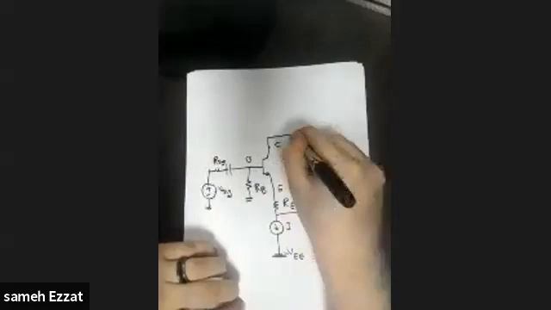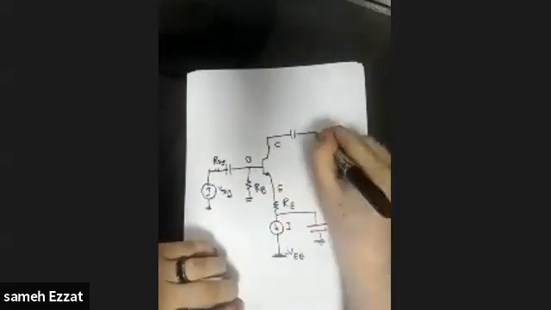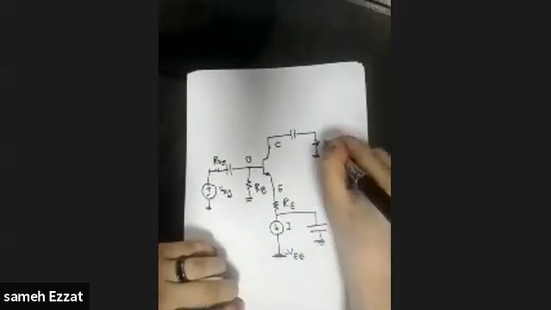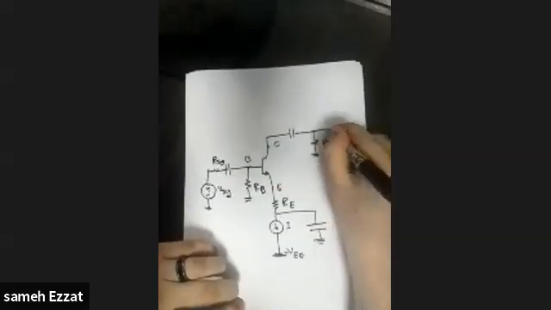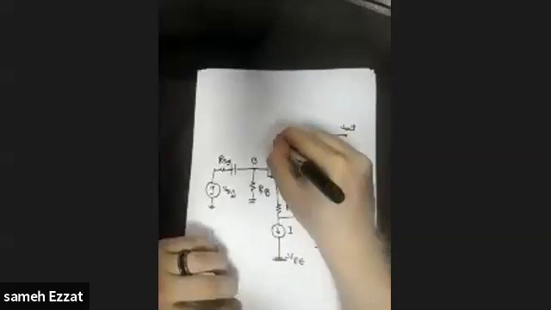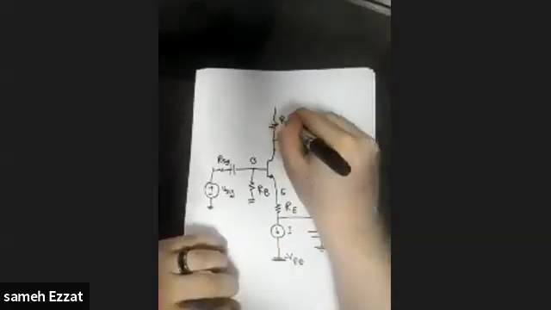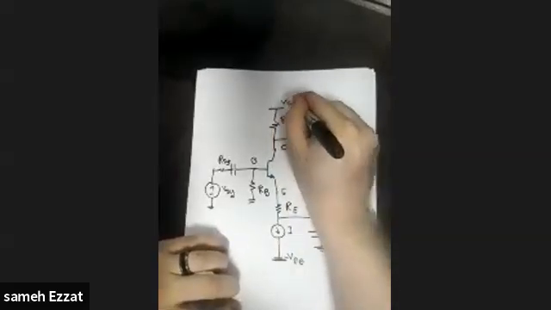Again, for the collector, the same configuration. We have a coupling capacitor. We have the R load. And now this is the V out. And we have the RC resistance, the collector resistance, connected to it. So this is the full configuration for our transistor.